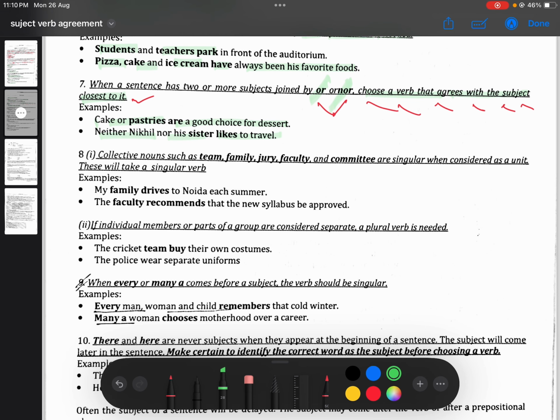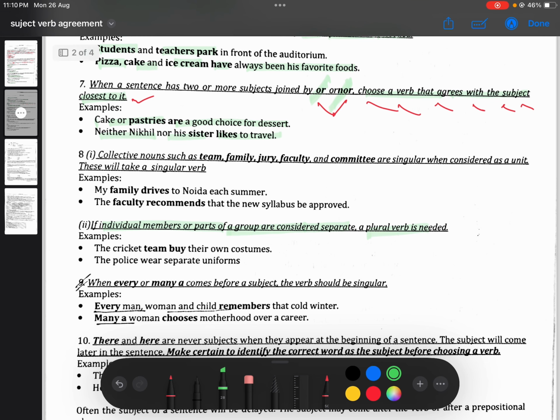Now coming to the next rule, if individual members or parts of a group are considered separate, a plural verb is needed. The cricket team buy their own food. The cricket team buy their own costume. The police wear separate uniforms. So if individual members or parts of a group are considered separate, then it will take a plural verb.